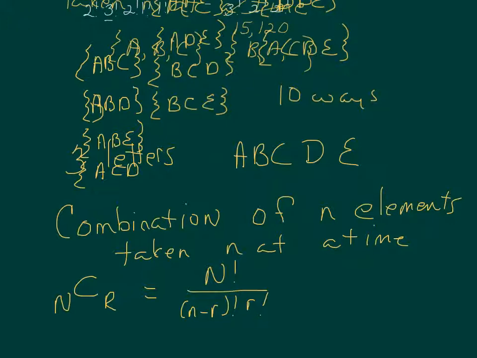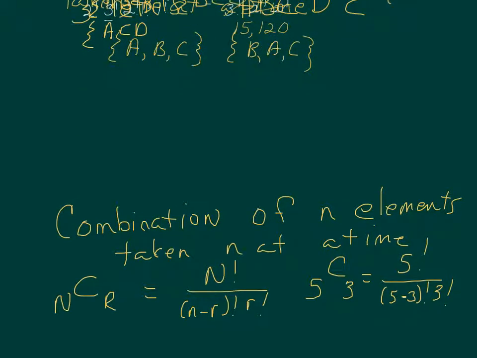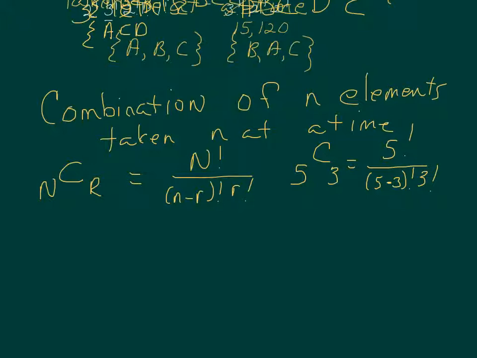So if we go back to that previous example, we had 5 letters taken 3 at a time. So that would be 5 factorial over 5 minus 3 factorial times 3 factorial. So let's see if we get 10 there. We have 5 factorial over 2 factorial times 3 factorial.